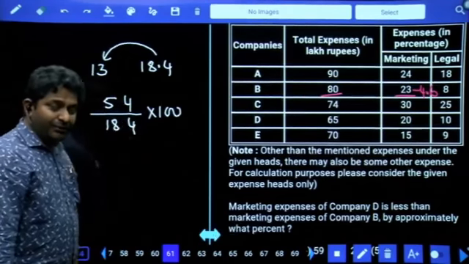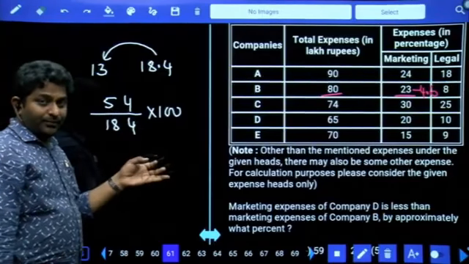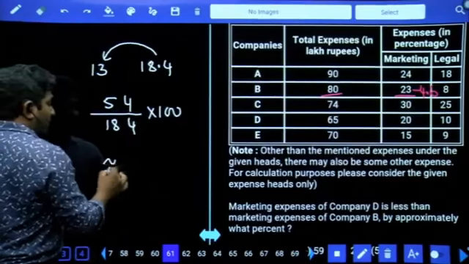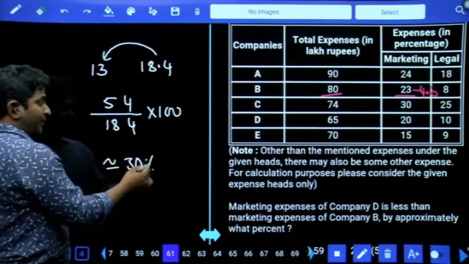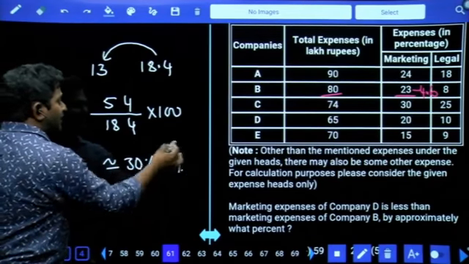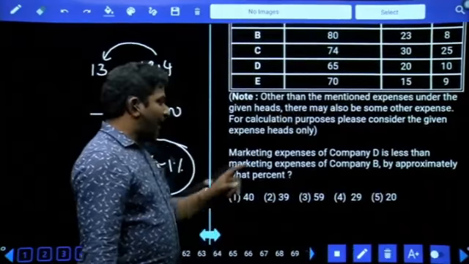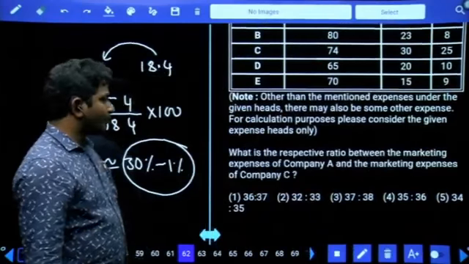10% is 18.4. 30% is 54 plus 1.2. Approximately 30% is 55 point something. Let us subtract 1% from this. Approximate to 30% but less than 30%. Approximate to 30 but less than 30, there is only one option, the fourth option answer.